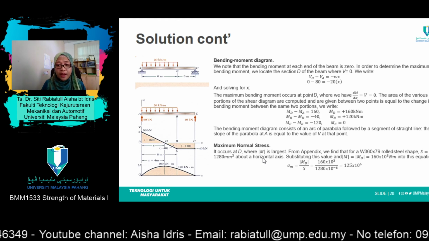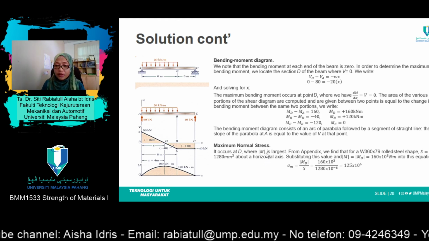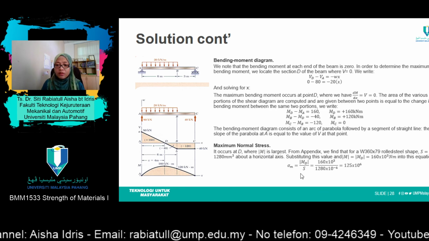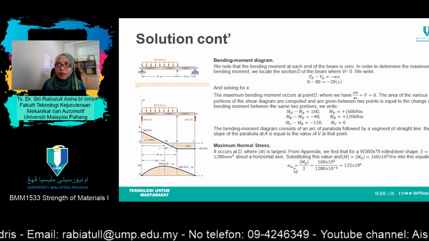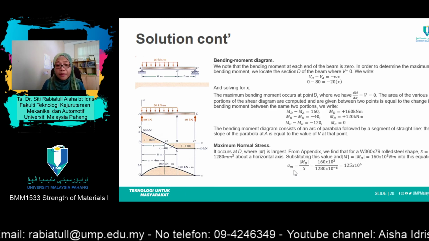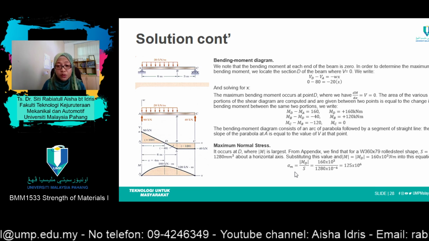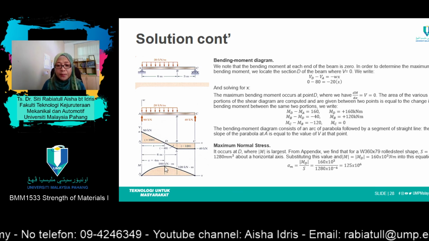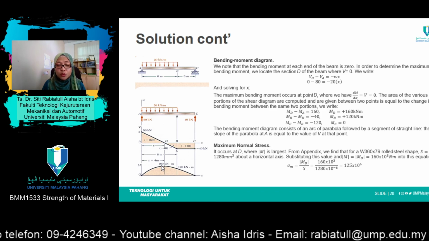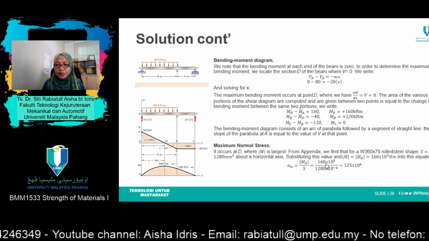To find the maximum value of moment, it always exists at V equals to 0. So in this case, when V equals to 0, the moment equals to 160 kilonewton meter. So substitute into the formula.